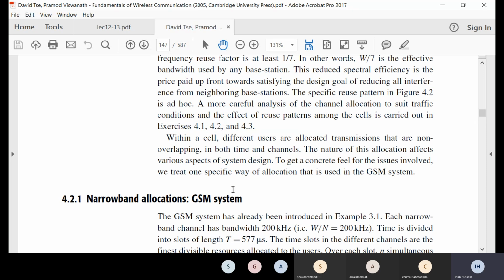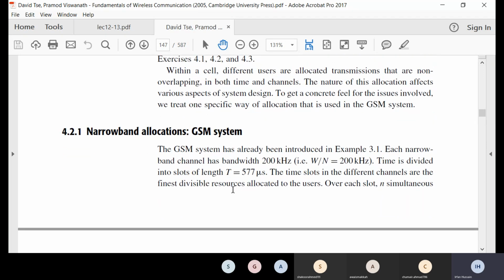Let us try to understand allocations in the GSM system, the famous system. We have done this in example 3.1. Each narrowband is 200 kilohertz, so W over n is 200 kilohertz. Depending on n, you can get the allocated bandwidth W. Normally this W is 50 megahertz, so you can see how many channels n would be available.